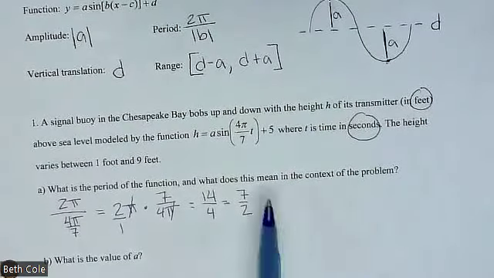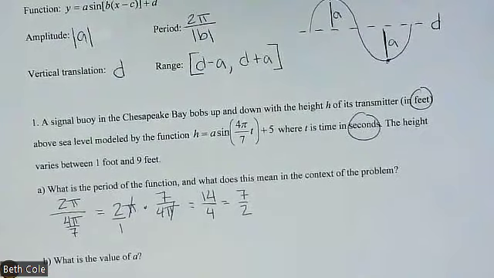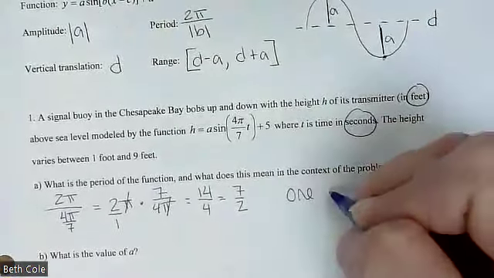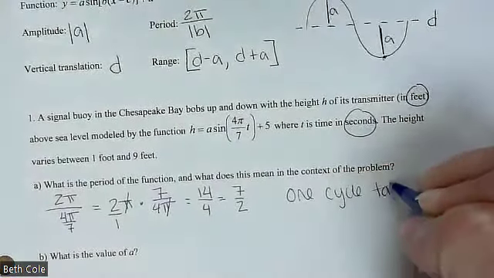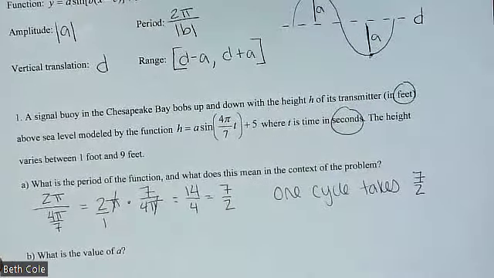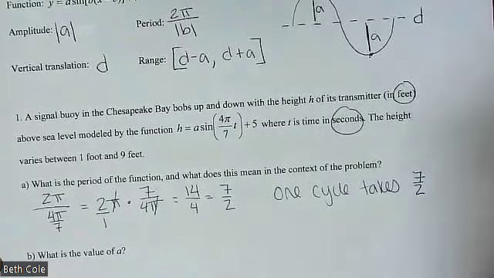The second part of that is, what does it mean in the context of the problem? Listen to me. This is a definition, so the answer will always be the same. The period is how much time it takes to do what? To go around one cycle, all right? So we're going to say one cycle takes 7/2 what? Seconds.